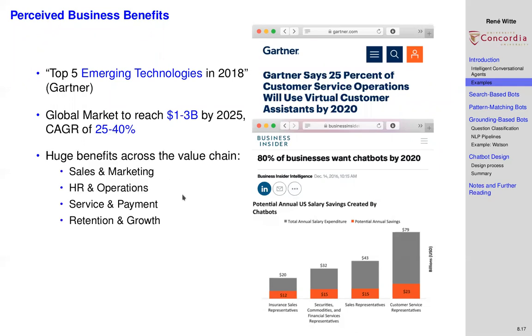So the values are, for a company, it can be all across the value chain, meaning from marketing a new product to helping make sales of a new product, inside the company, as the example I've shown you on human resources and other areas of operations like IT support and similar, helping with customers with service, payment, customer retention, making sure people don't leave, they don't cancel, you engage them, and also grow the business.